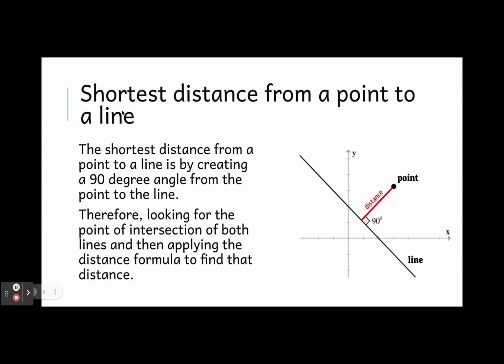Sometimes questions will ask, what is the shortest distance from a point to a line? When these types of questions are asked, we need to know that the shortest distance from any point to a straight line is by creating a perpendicular line. So going across this line that's red is going to be the shortest distance if, when we get to the point on the line, it creates a 90-degree angle. So this is going to be really important to understand when we're answering more application type questions. The shortest distance from a point to a straight line is by creating a 90-degree angle.